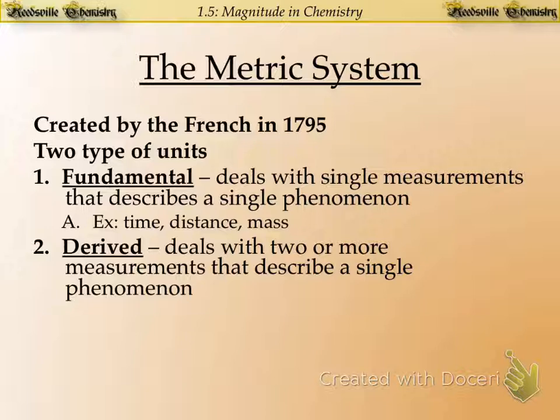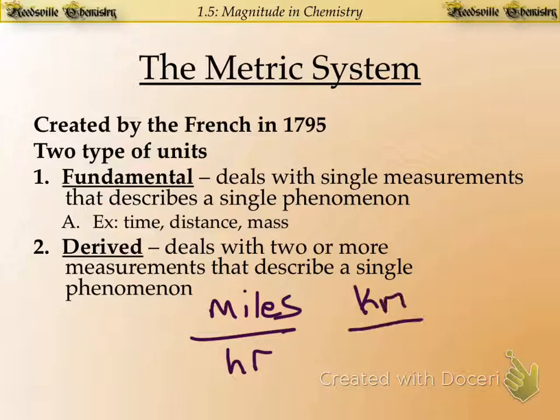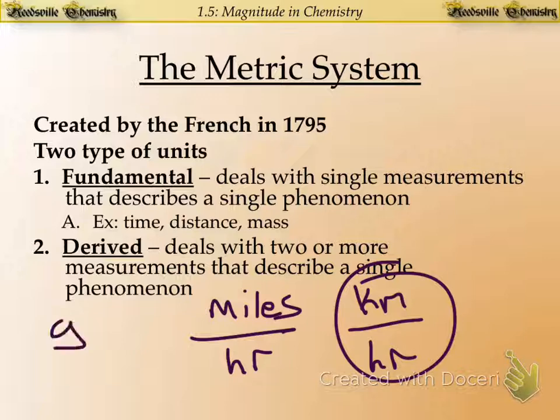There are many other derived units that we could talk about. Obviously, one you're probably very familiar with is miles per hour. However, that's not a metric unit. So kilometers per hour, right? That one's metric, and that's also derived. And then, like we said, grams per milliliter. Good, those are all derived.